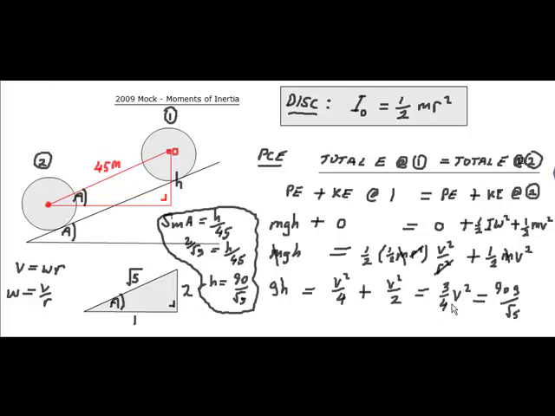And that allows us to get v squared finally. So we've got everything we need now. So v squared, we can divide across by 3, of course. 3 into 90 goes 30. So you've got 30 multiplied across by 4, and you get 120 g over root 5. So v squared is 120 g over root 5.